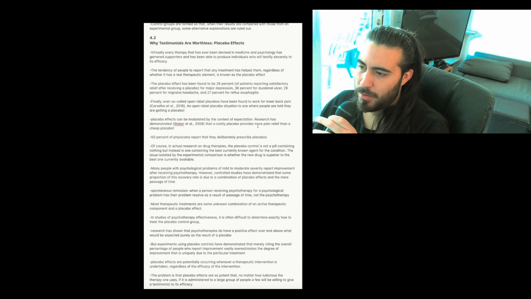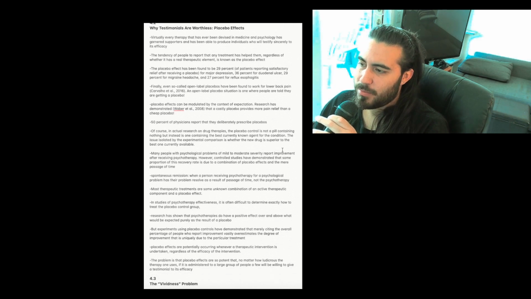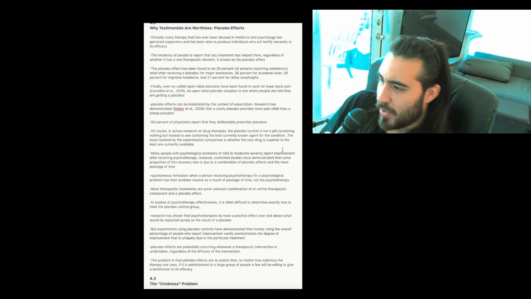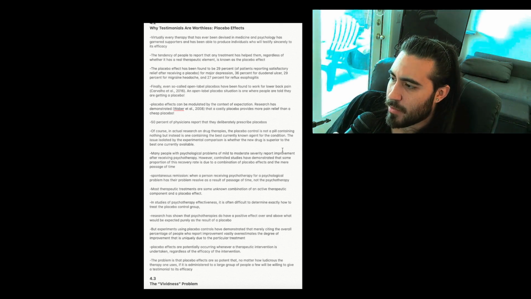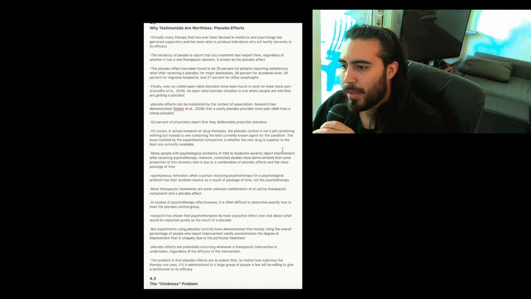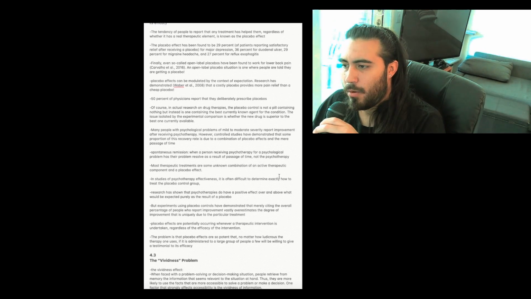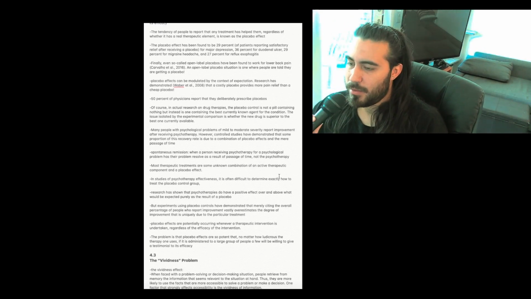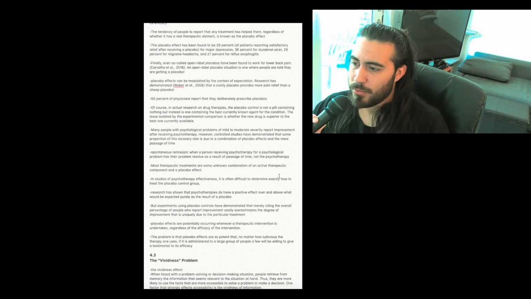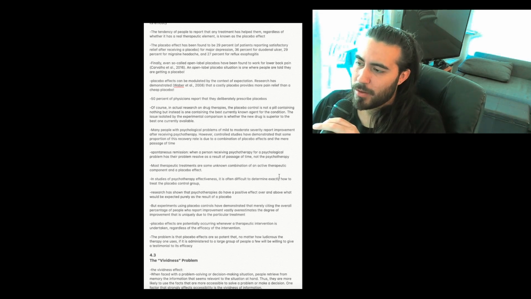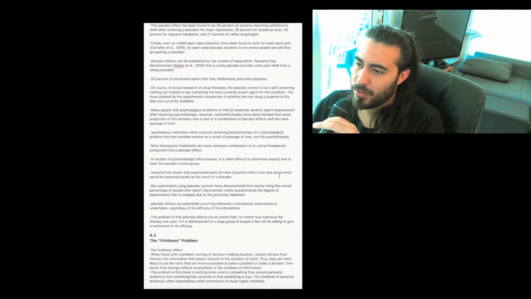Placebo effects can be modulated by the context of expectation. Research has demonstrated that a costly placebo provides more pain relief than a cheap placebo. 50% of physicians report that they deliberately prescribe placebos. Of course, in actual research on drug therapies, the placebo control is not a pill containing nothing, but instead is one containing the best currently known agent for the condition. The issue, isolated by the experimental comparison, is whether the new drug is superior to the best one currently available.